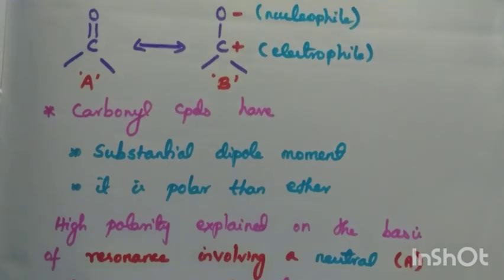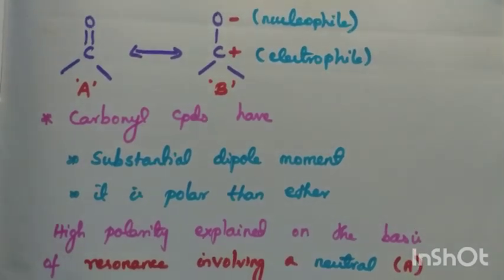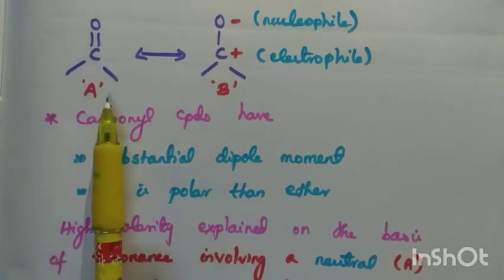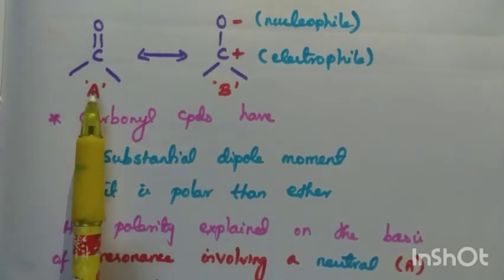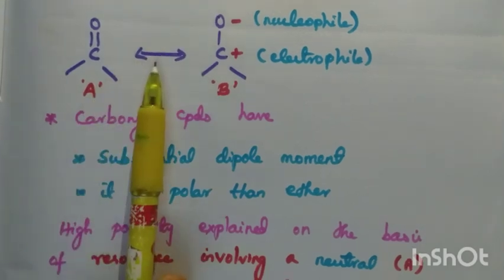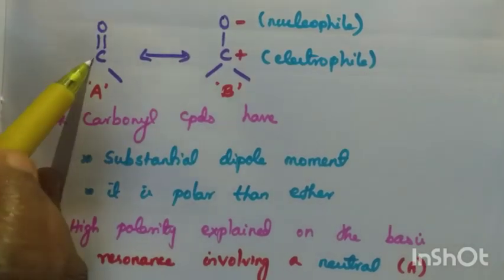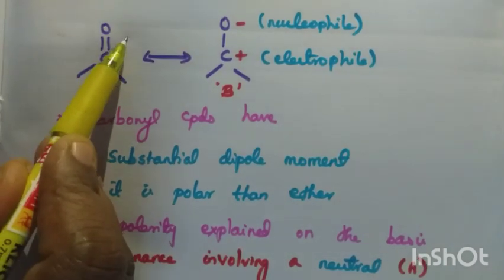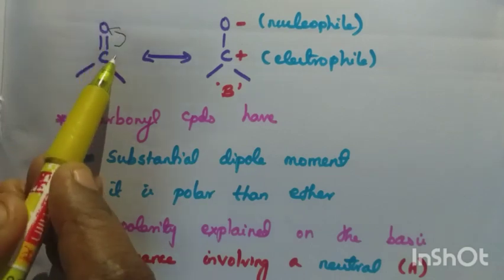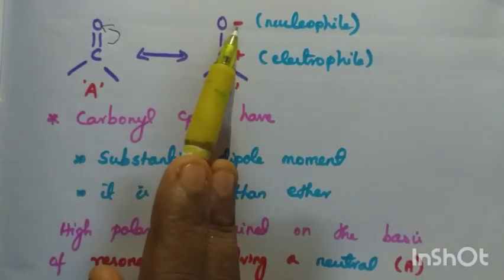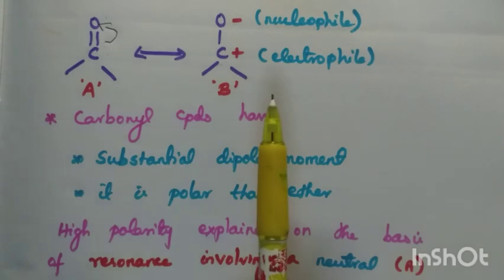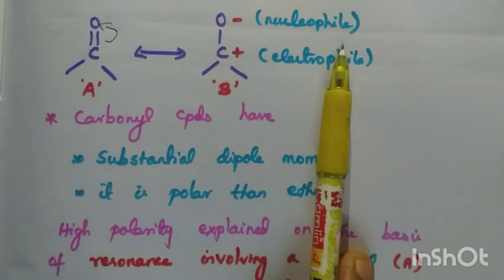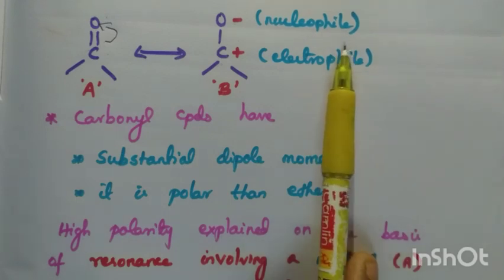Now we are going to see the structure, how it is an electrophile and how it is a nucleophile. This is the carbonyl carbon. Consider this structure as A. Now it is involved in resonance. What is resonance? This bond shifts to oxygen, so oxygen carries the minus sign and the carbon carries the plus sign. Plus means electrophile; minus means nucleophile.